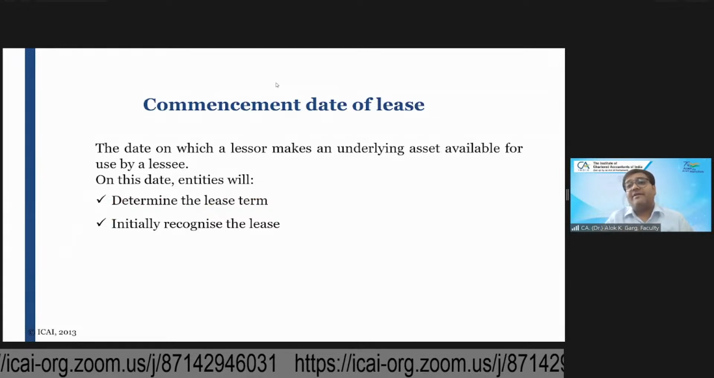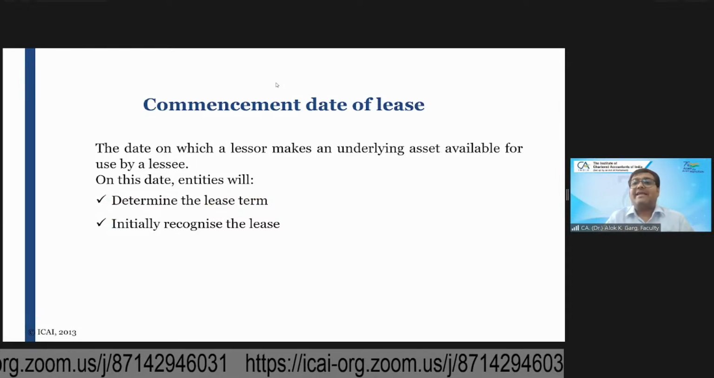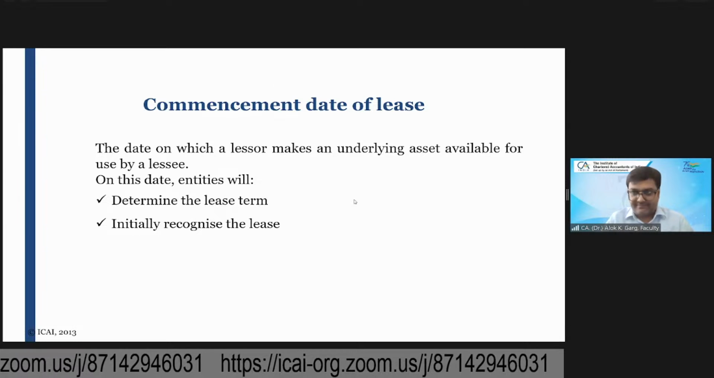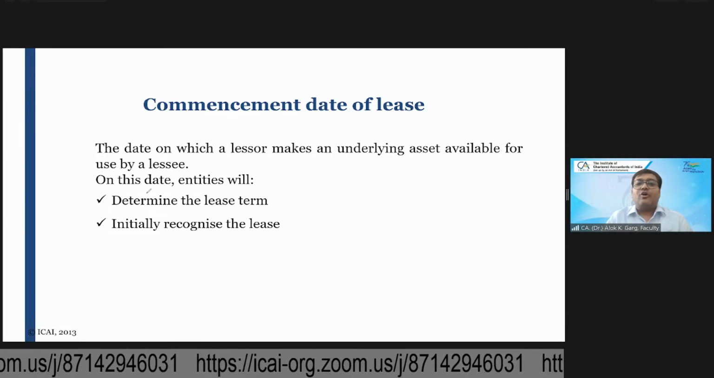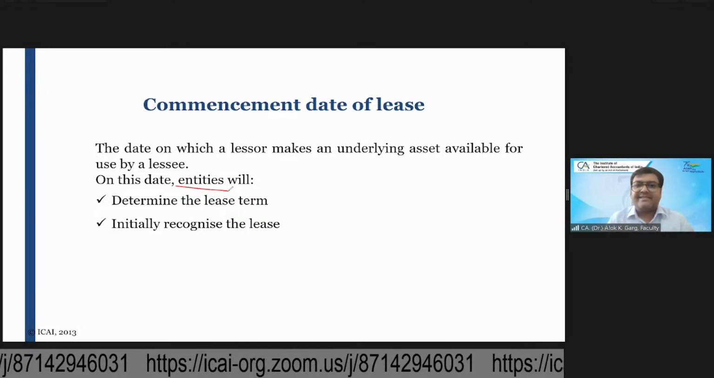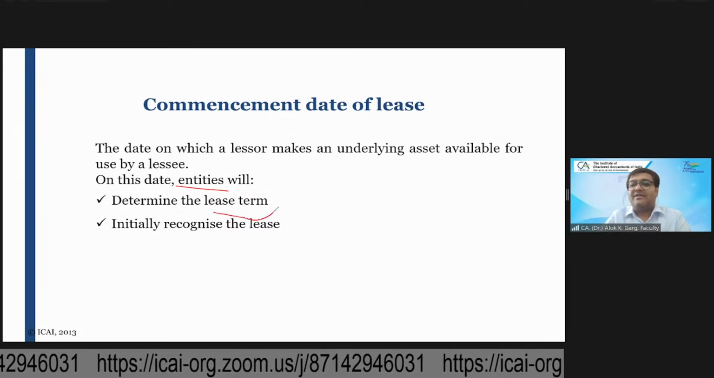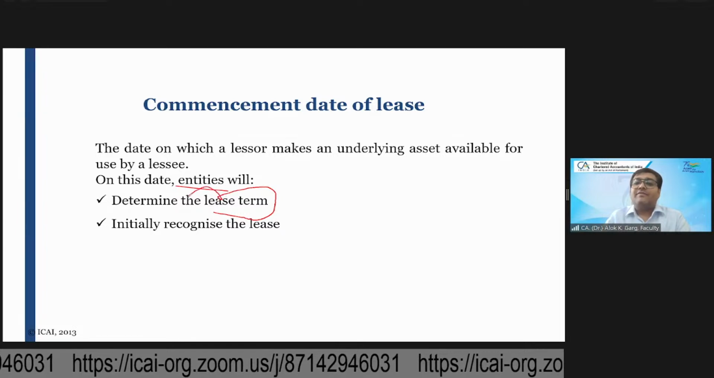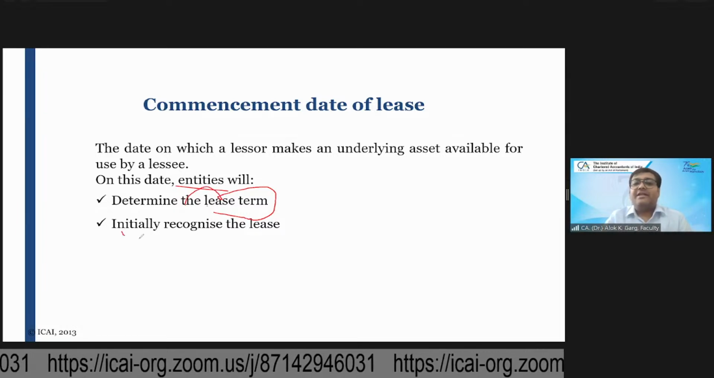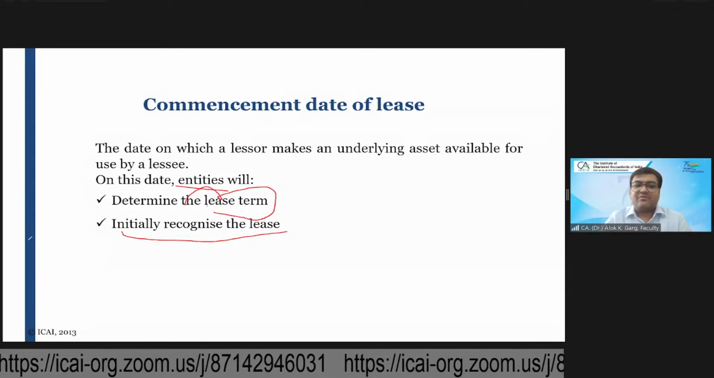From the commencement date perspective, the commencement date is the date where the lessor makes the underlying asset available for use to the lessee. On this date, since the asset is available for use by the lessee, the parties will determine the lease term, because this is the lease term on which the accounting will happen and the lease will be initially recognized. So on the commencement date, lease accounting has to happen, right?